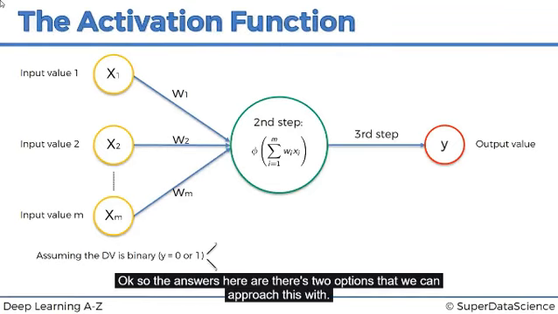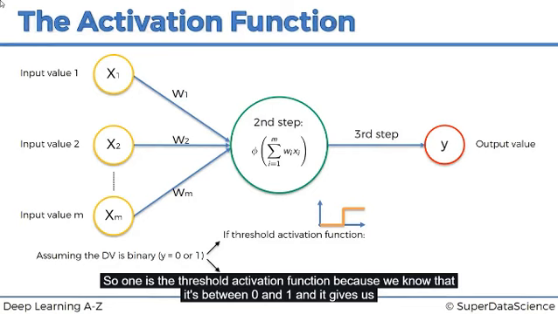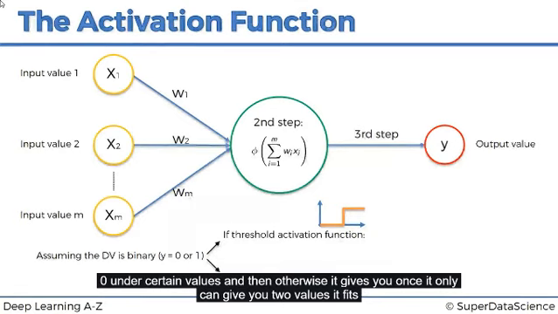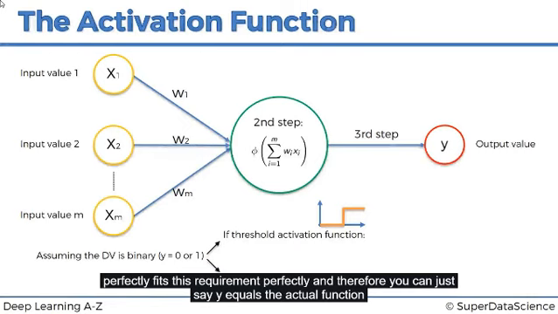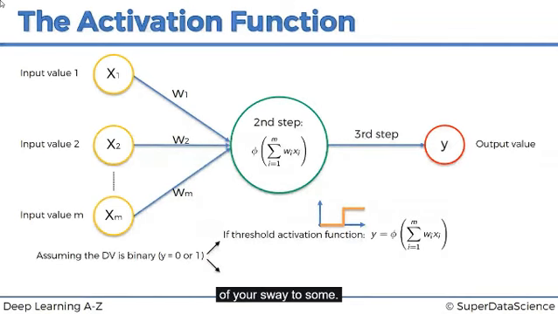Okay, so the answers here are, there are two options that we can approach this with. Number one is the threshold activation function, because we know that it's between 0 and 1, and it gives you a 0 under certain values, and otherwise it gives you 1, so it can only give you 2 values. It fits this requirement perfectly, and therefore you can just say y equals the threshold function of your weighted sum, and that's it.